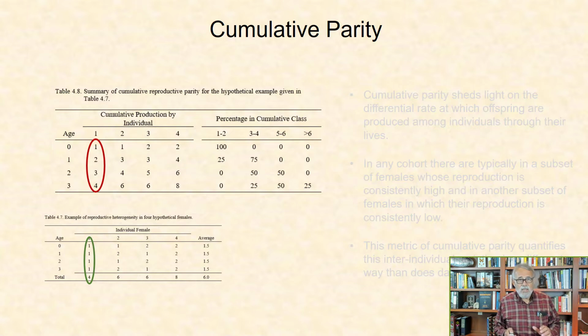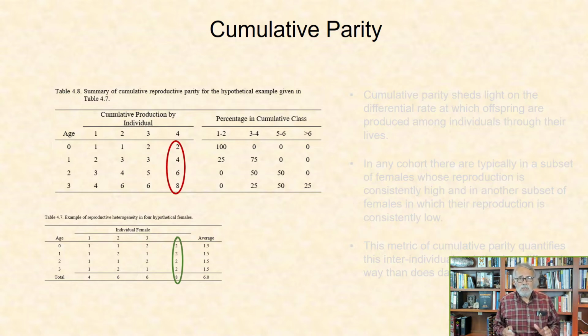Then see in the bottom table that individual number 2 produced sequentially 1, 2, 1, 2 offspring, and therefore her cumulative reproduction, shown in the top table, is 1, 3, 4, and then a total of 6. The same cumulative concept holds for individuals number 3 and number 4.